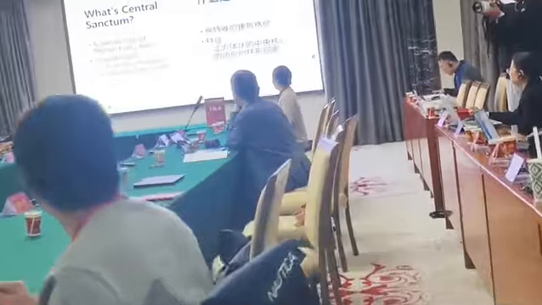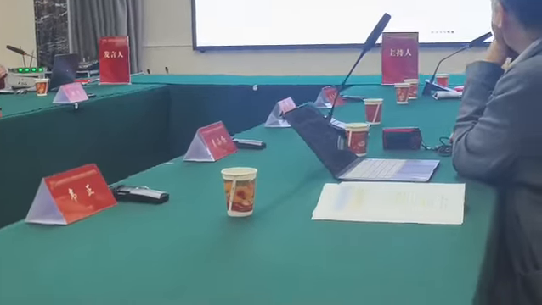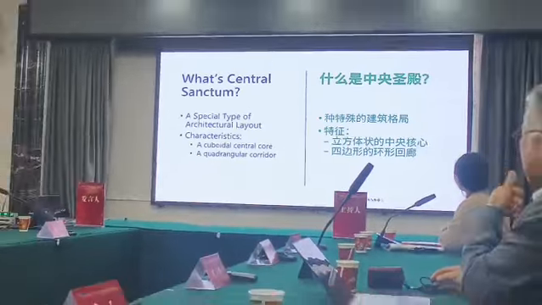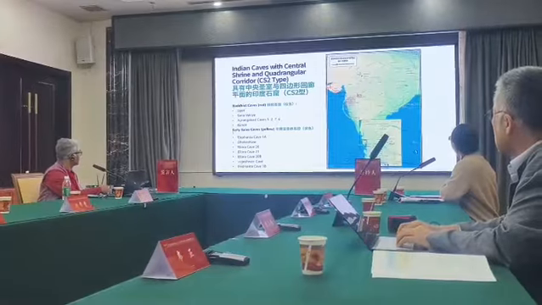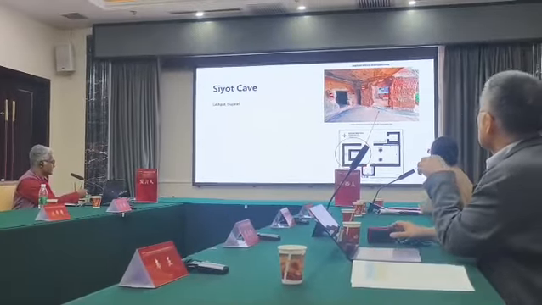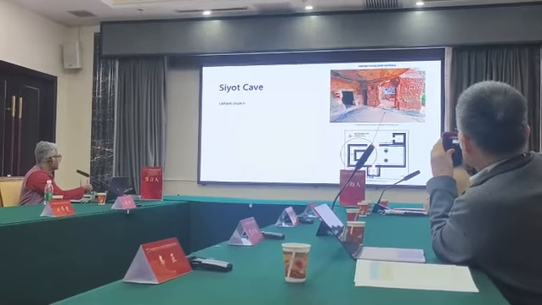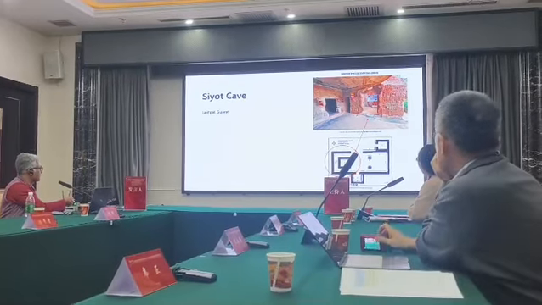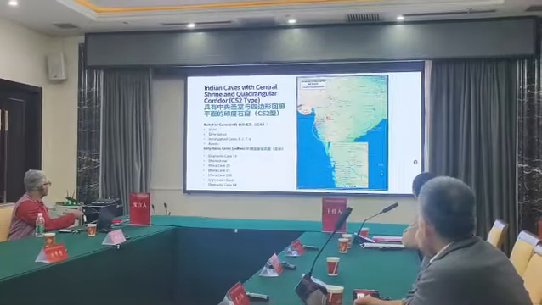For lack of a better term, I have coined this term called central sanctum. It's a special type of architectural layout. The two main characteristics I'm going to talk about, we can see, for example, over here. It's a kind of central sanctum that I'm talking about. So it has a square sanctum and a square corridor.